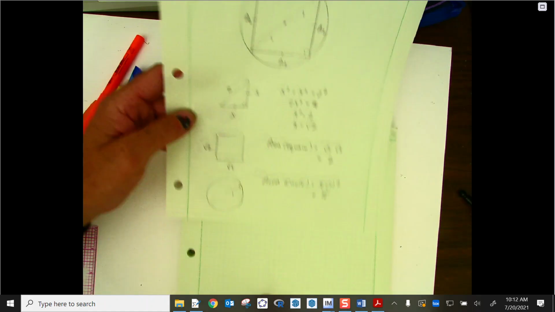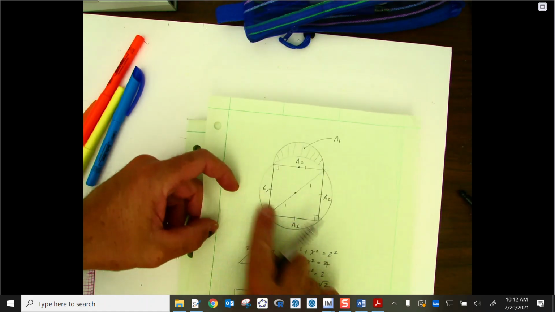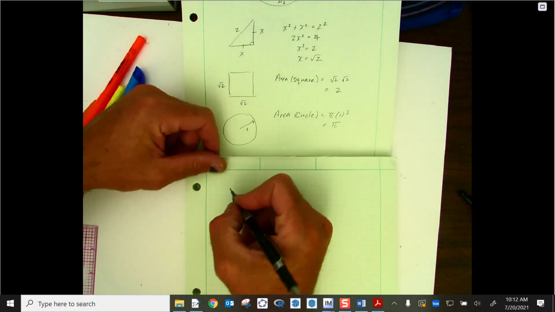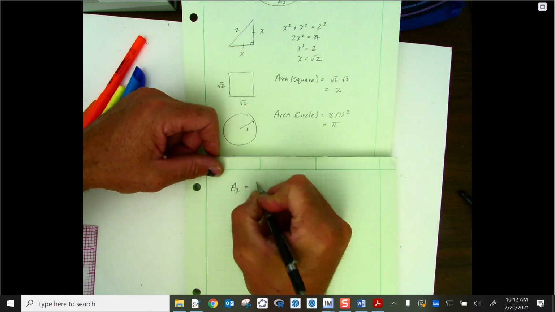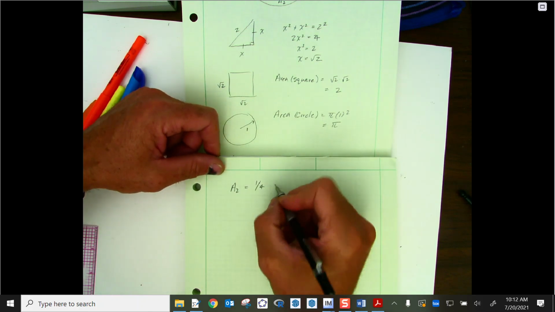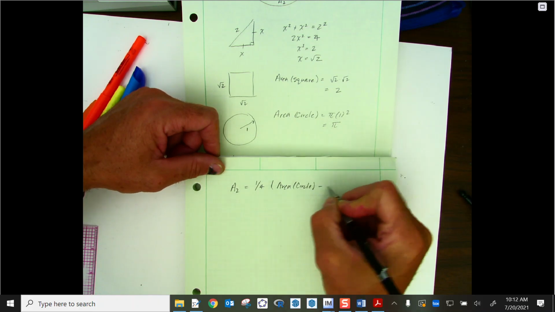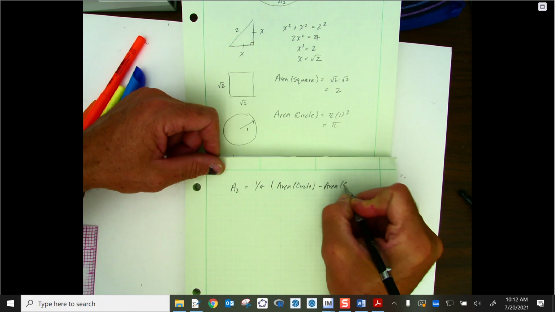So now that I know the area of the circle and the area of the square, I should be able to find area 2. So let's find that. Area 2 is going to be 1/4 the area of the circle minus the area of the square.